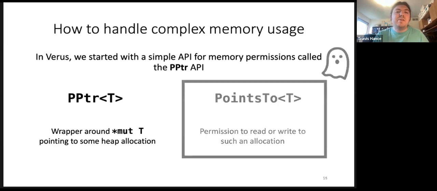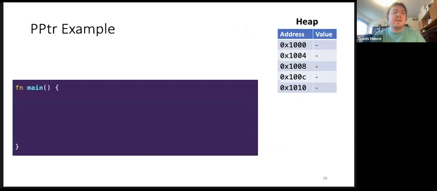And the points to is called a ghost object because the object is only around for proofs. It's not going to correspond to an actual runtime object. So you can think of it as being like a zero size type. The implementation is actually a little more elaborate, but if you think of it as a zero size type, you'll get the right intuition. And I'm going to explain how p-pointer and points to work using a concrete example, because this part's pretty important to understand, so I'll go into a lot of detail here.